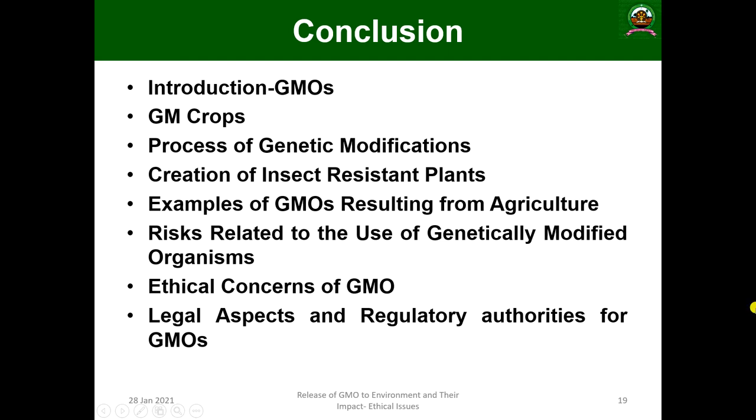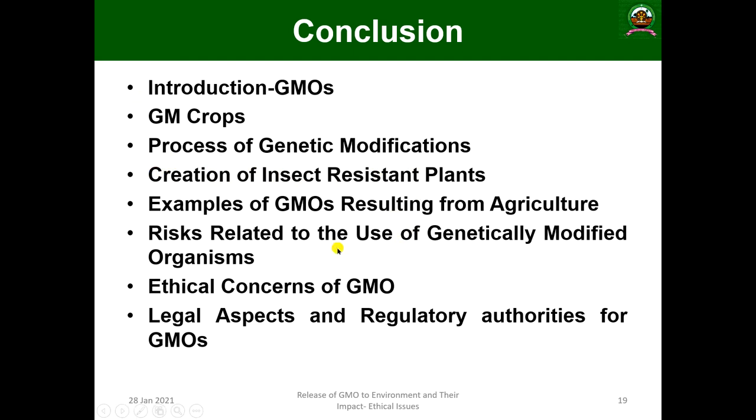So we can conclude. The class began with a brief introduction of what GMOs, genetically modified organisms, are. Then GM crops, what do we mean by GM crops, with a typical example. What is the process of genetic modification, and how is it happening? How do we create a particular genetic feature, that is, an insect resistant plant? How are you going to create this genetically manipulated or transgenic plant?